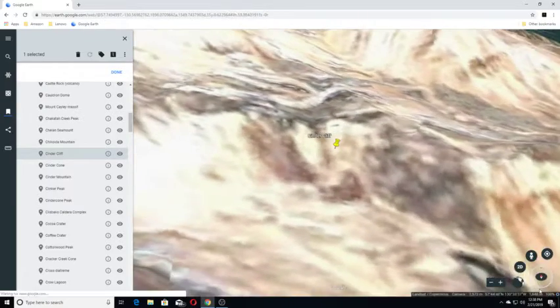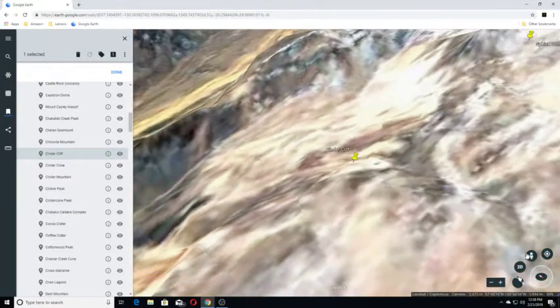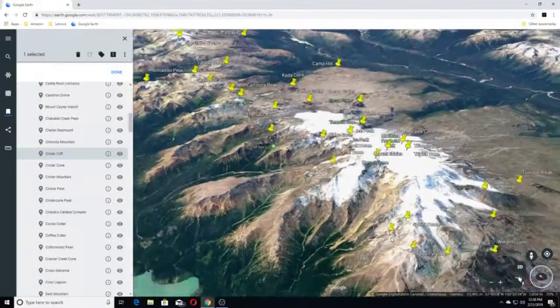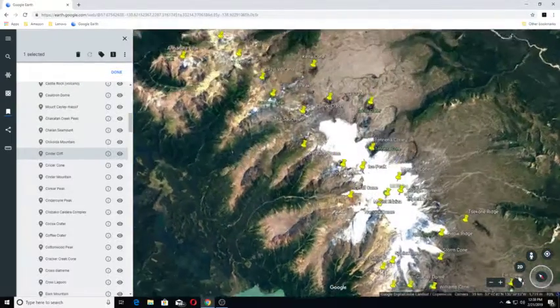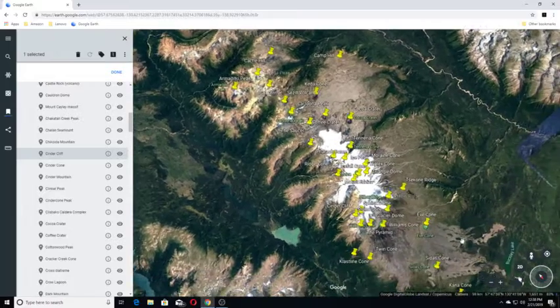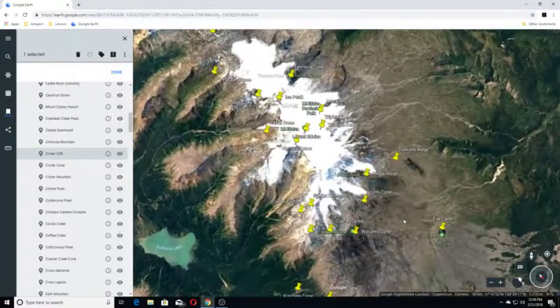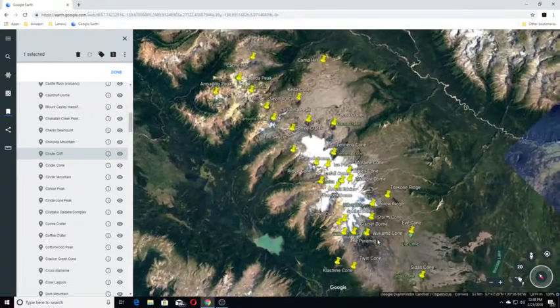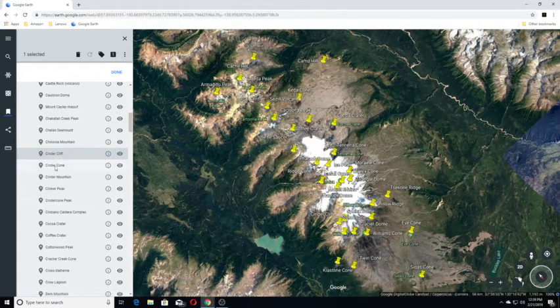So we'll go around a little bit. Doesn't have a really good view, but we're going to back out some. And we're going to see if we can look at that area from up above. And we have no views in that area. So we are moving on to our next one, which is Cinder Cone.